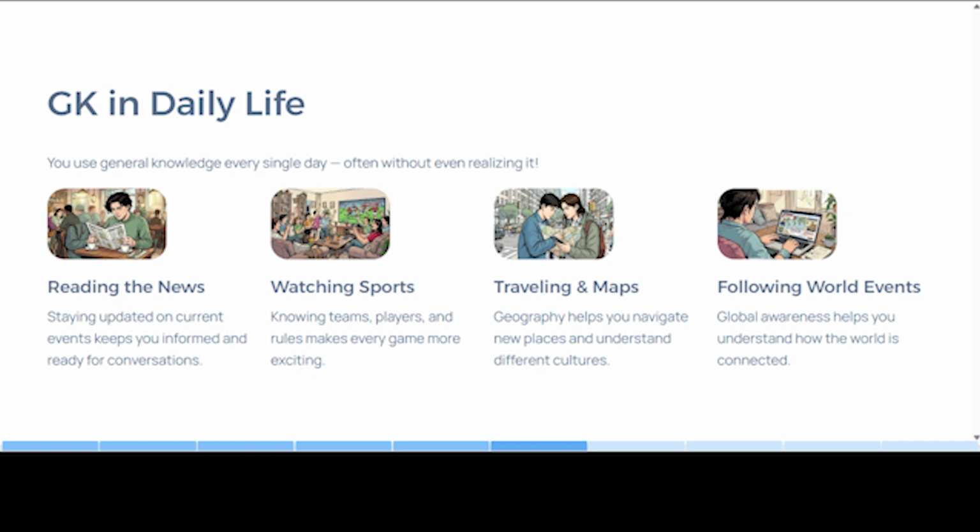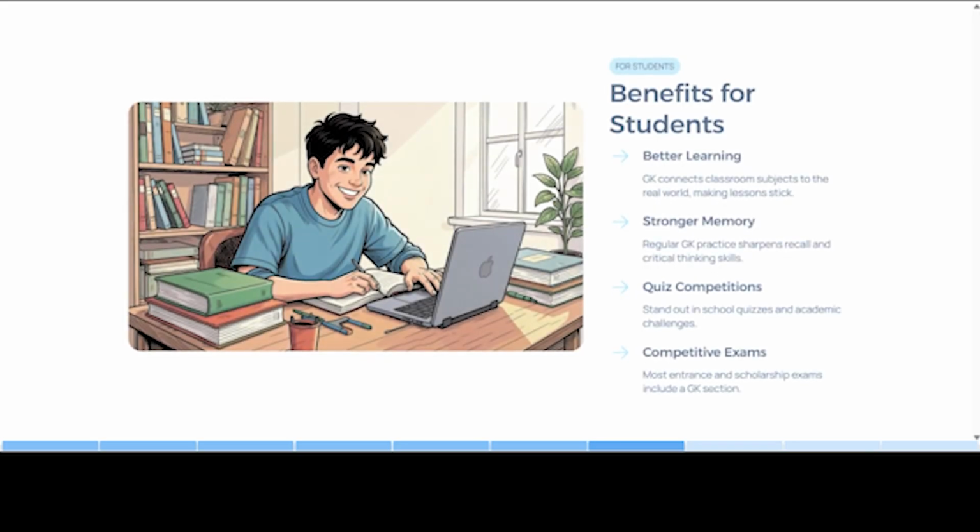Then we are going to see the benefits for students. How do students benefit by learning GK? For students, GK is extremely valuable. It helps connect classroom learning with real-time situations. Regular GK practice improves memory as well as critical thinking skills. Students with good GK often perform better in school quizzes and competitions. Many entrance exams and scholarship tests also include GK questions. That's why developing GK early is very beneficial.